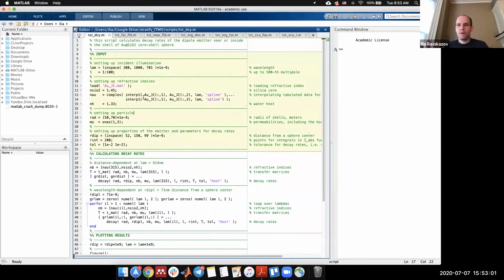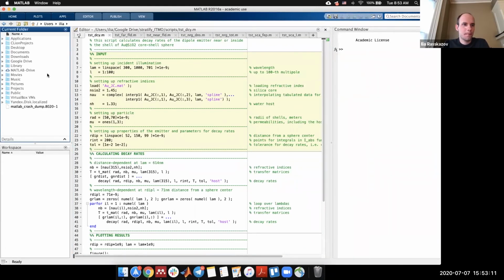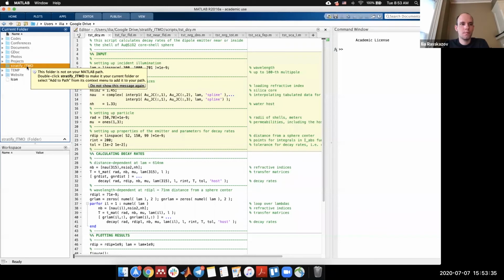Okay, so that is basically how Matlab looks like. First of all, please find the folder which you have downloaded. It will be called STRATIFY ITMO. Just find this folder in the Matlab environment. I will give you a couple of seconds to do so.